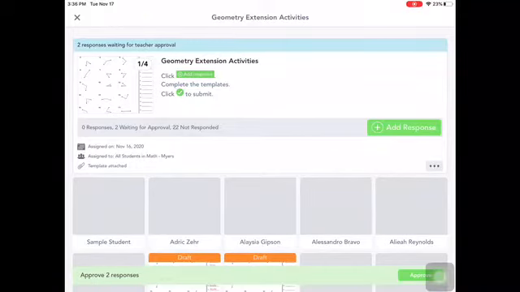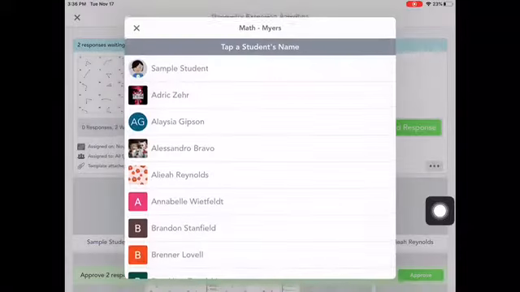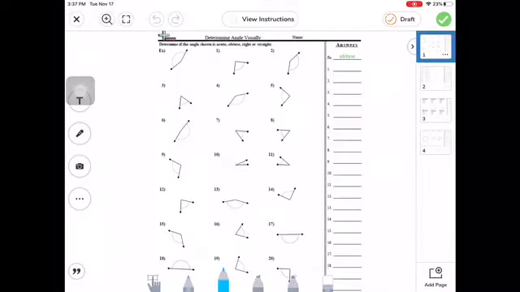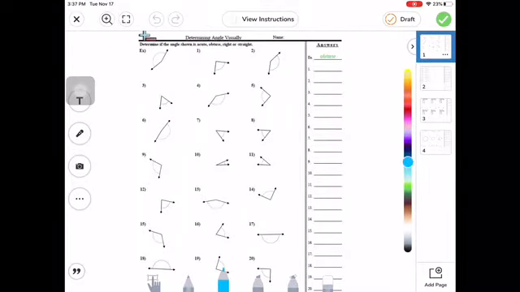So we are in the Seesaw activity for math called Geometry Extensions Activities, and I wanted to take a few moments just to talk through what is expected on each of the 4 pages. So I will click on my Add Response button and start my response. I am the sample student, so I'll click on Sample Student, and I will get a sheet just like you will.